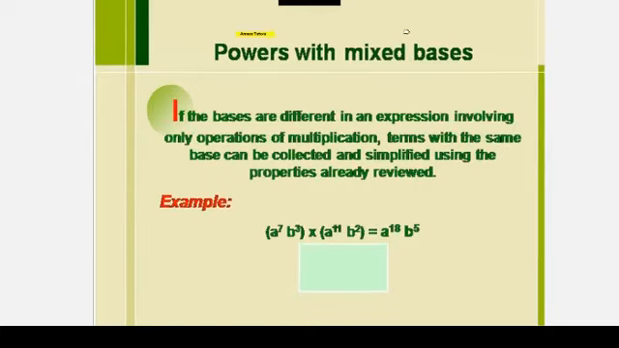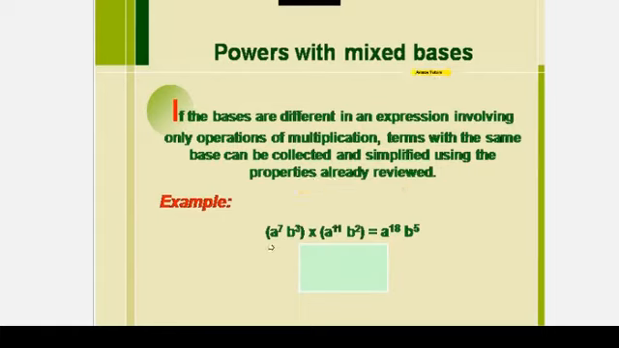Okay. Powers with mixed bases. If the bases are different in an expression involving only operations of multiplication, terms with the same base can be collected and simplified using the properties already reviewed. Let's look at this example.